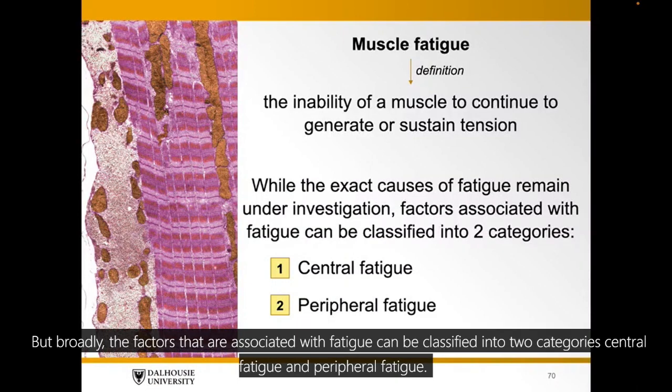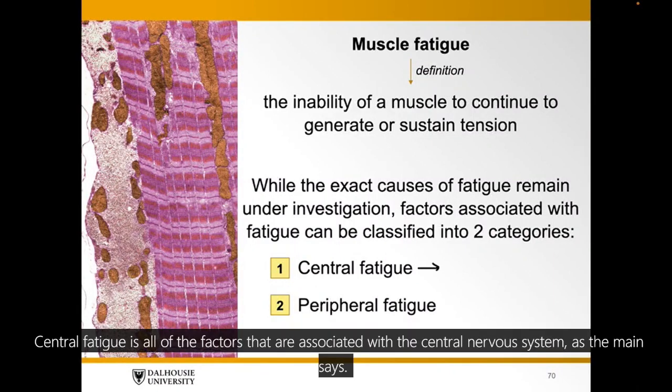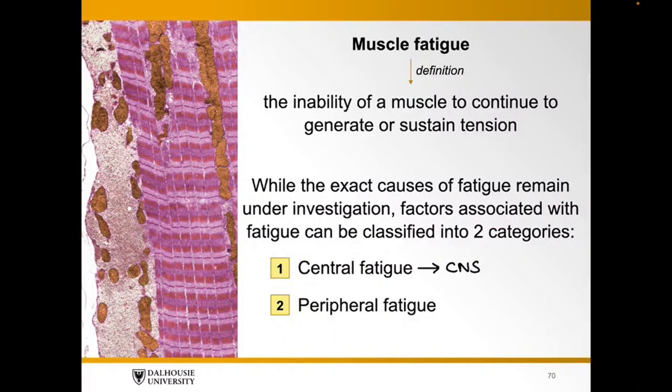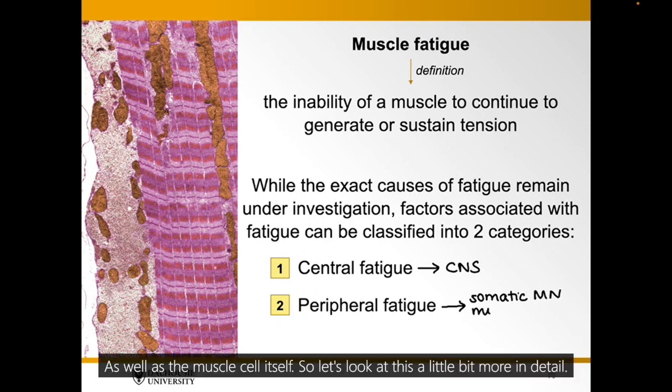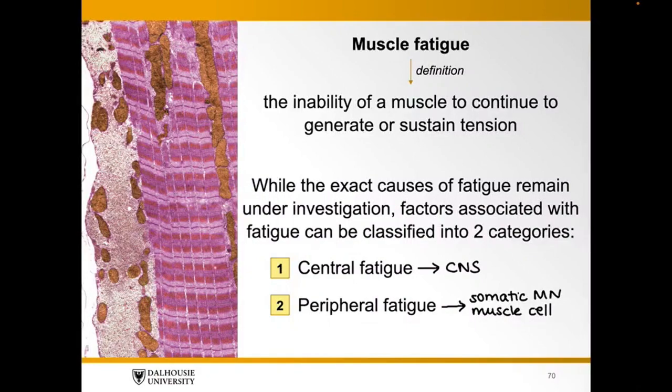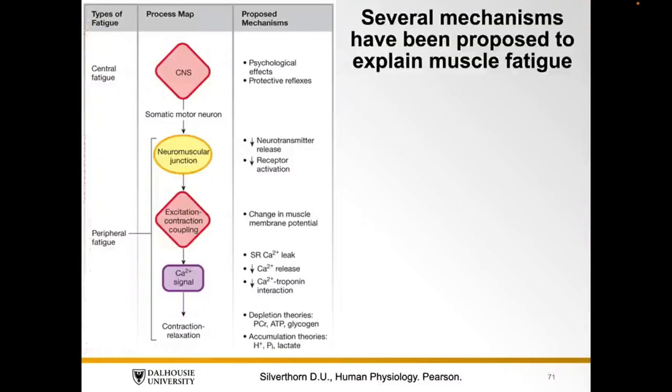But broadly, the factors that are associated with fatigue can be classified into two categories: central fatigue and peripheral fatigue. Central fatigue is all of the factors that are associated with the central nervous system, as the name says. Peripheral fatigue is all the factors that are associated with the somatic motor neuron, as well as the muscle cell itself. So let's look at this a little bit more in detail.